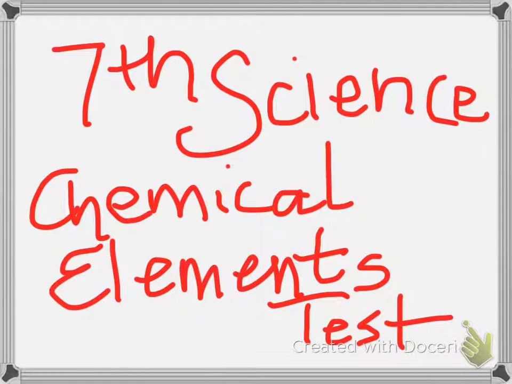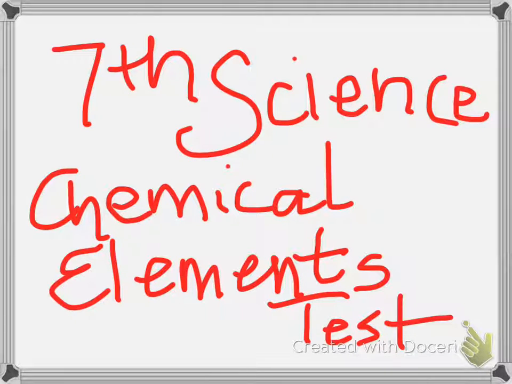Number 12, the chart lists some substances and their symbols. How many of these substances are an example of an element? And the substances are oxygen, sodium chloride, gold, and neon.